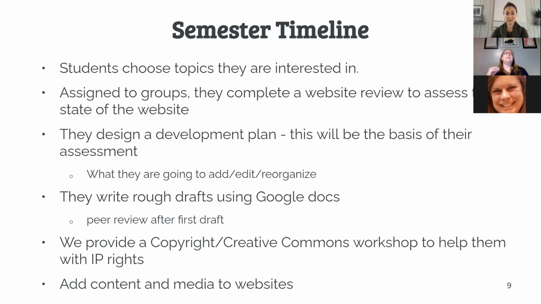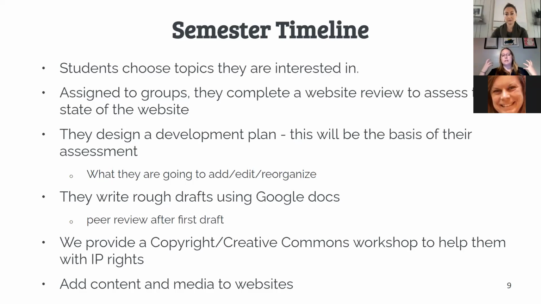But it also is really easy to do peer review, because then I just add the peer reviewers from the class to the new draft, and they get commenting privileges so they can review the rough drafts. Then we provide copyright and Creative Commons workshops to help them with intellectual property rights, which is really the basis of our chapter in the book. And Lindsey's going to talk about it in just 1 second.